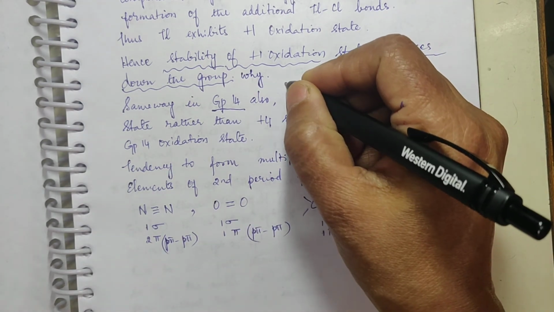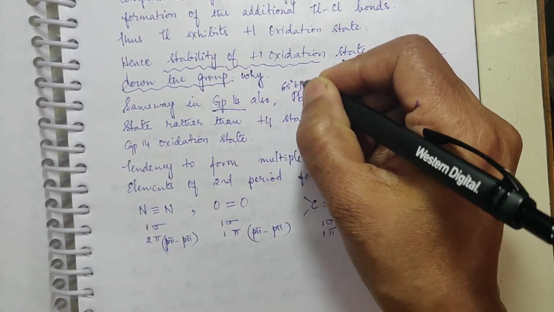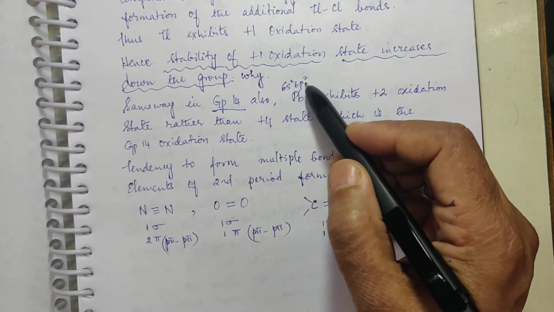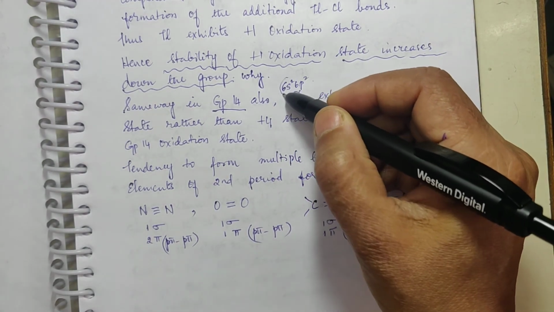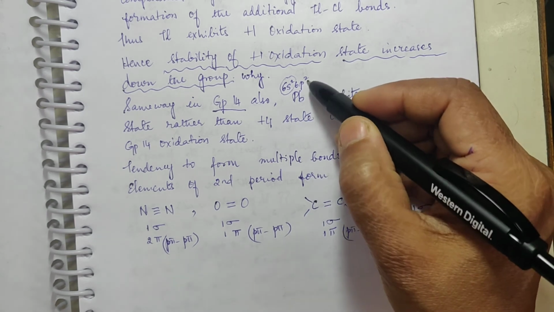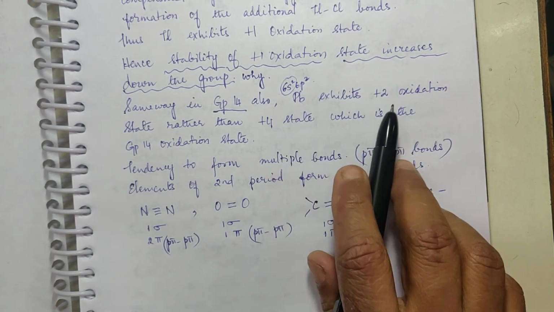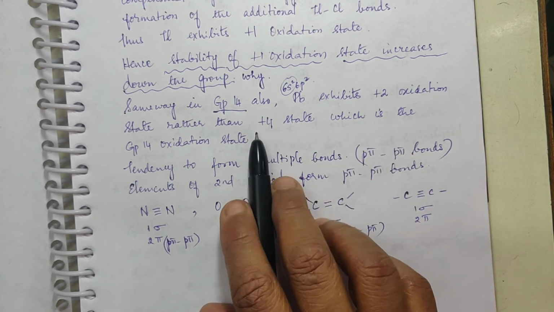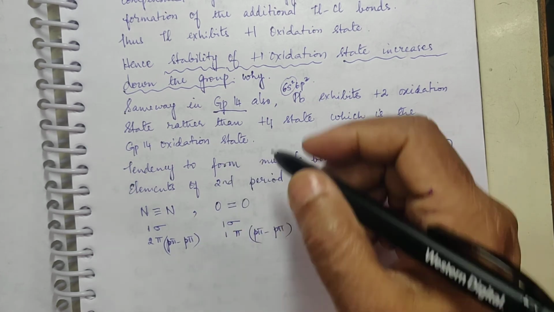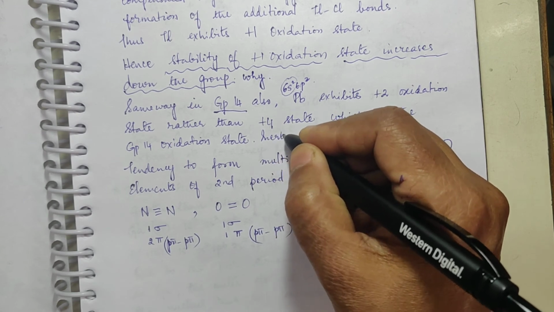It has a configuration of 6s2, 6p2. Now all the 4 are not participating. 6s is remaining reluctant, so only the p electrons are participating in chemical combination. So Pb exhibits the +2 state rather than +4. So this is also due to the inert pair effect.